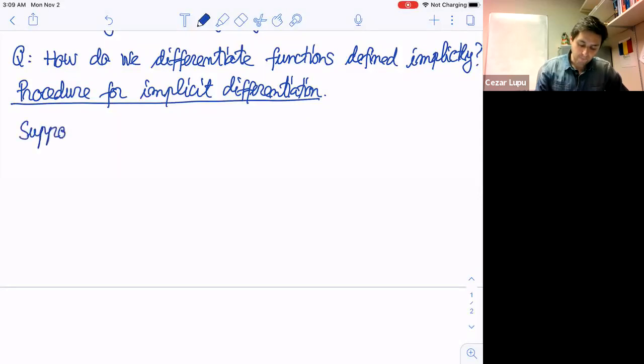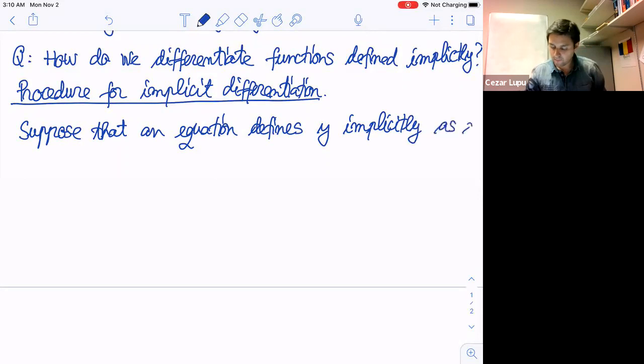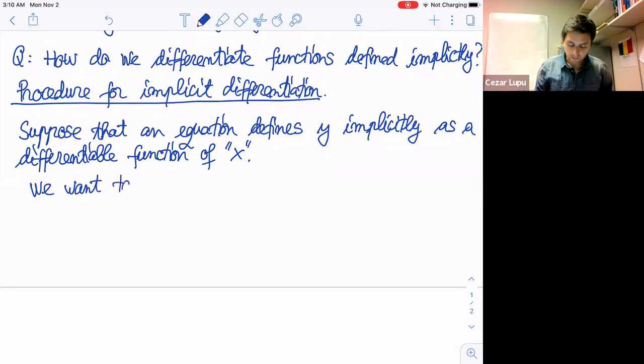Now, suppose that an equation defines y implicitly as a differentiable function of x. And now what we want to find is dy over dx. So that's what we want to find. And now we would like to follow this procedure.